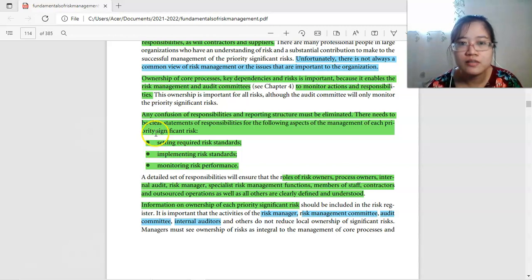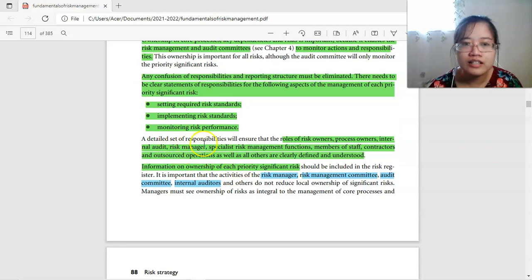So, yun. There needs to be clear statements of responsibilities for the following aspects of the management of each priority significant risk. Okay? Setting required risk standards. Pero normally sa beginning, meron na nito. And then, implementing risk standards, tapos monitoring ng risk performance. Is the company doing well or do they need to improve something?